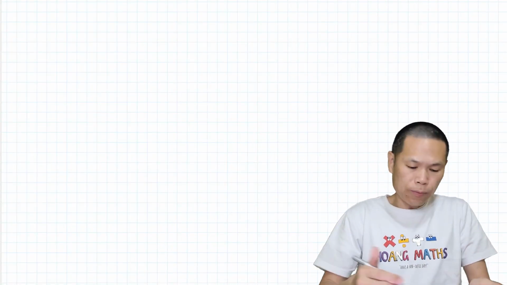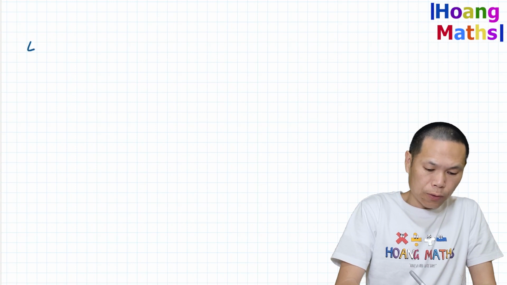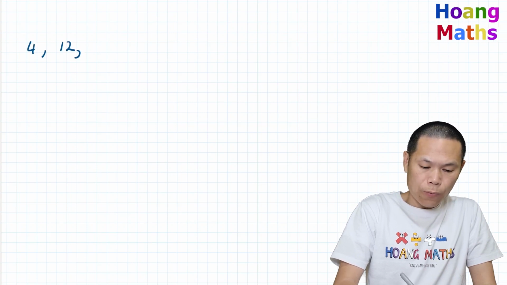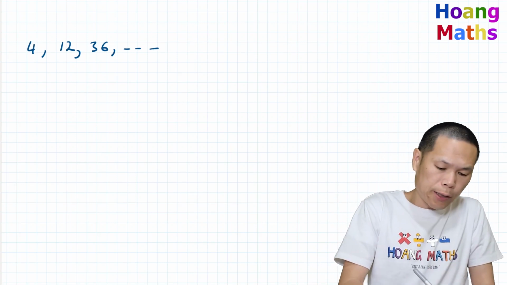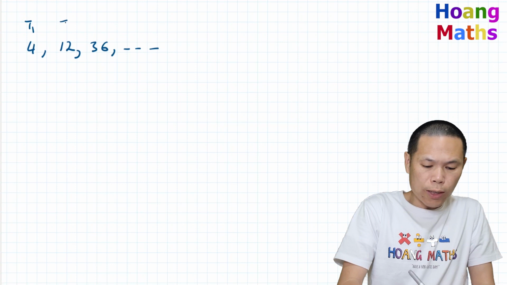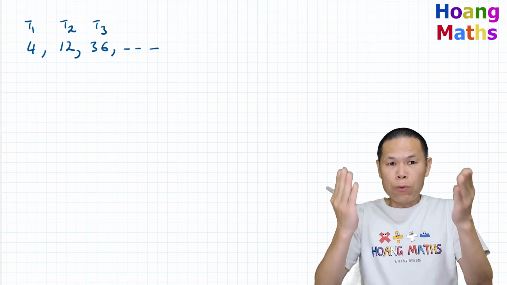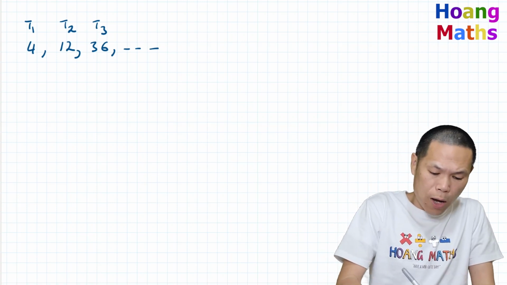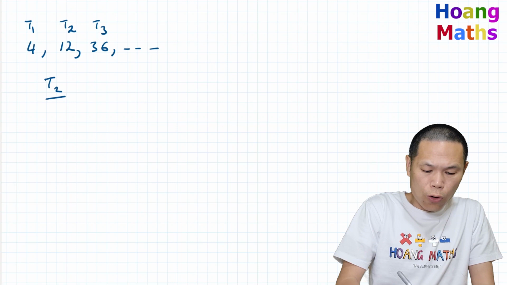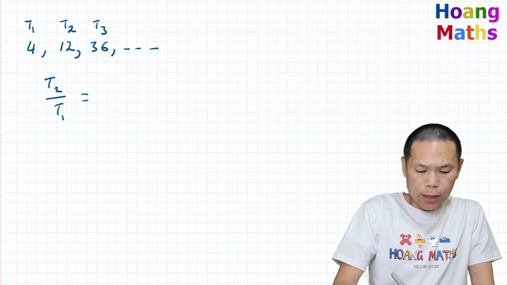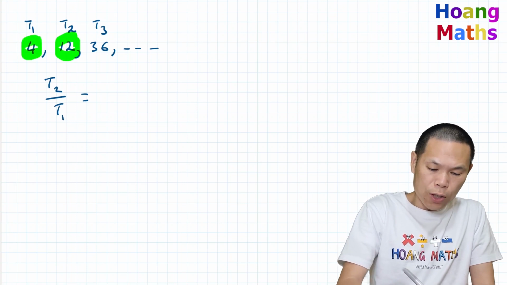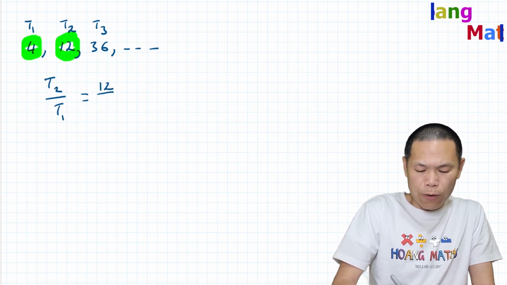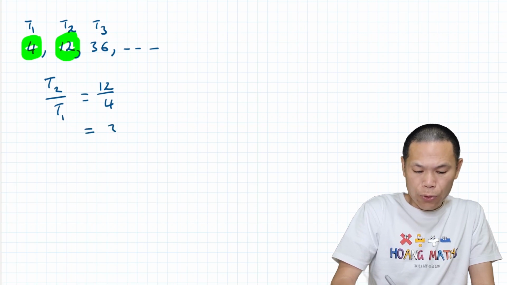Let's say I have a sequence, let's say 4, 12, 36, and so on. So 4 is term 1, 12 is term 2, 36 is term 3, and so on. If we use term 2 divided by term 1, that is T2 over T1. Term 2 is 12 and term 1 is 4, so 12 over 4 will give me 3.